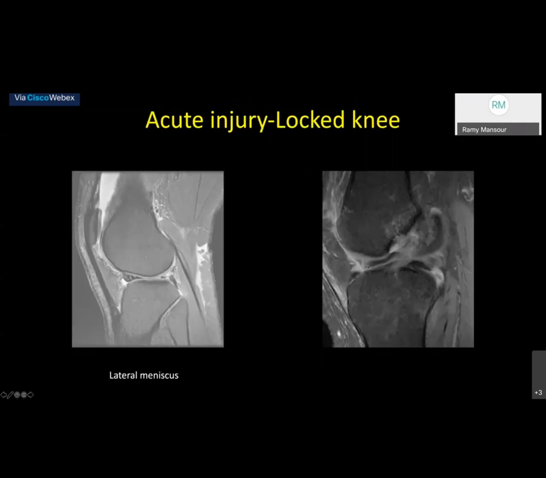So this is the main difference. If the bucket handle tear happens in the lateral menisci, more likely the fragment will move anteriorly in the intercondylar notch. If it happens medially, the fragment will move posteriorly into the intercondylar notch.